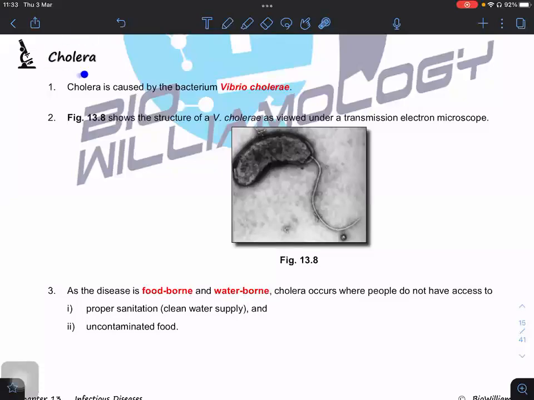Okay, so first, you look at the cholera. Cholera is not a new disease like COVID, but it has persisted in this world for decades already. Cholera is caused by a bacterium.